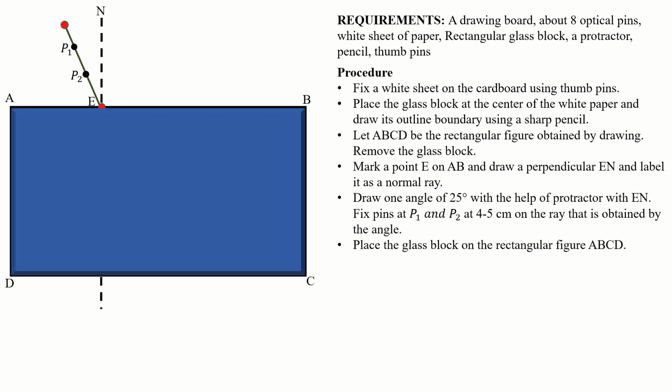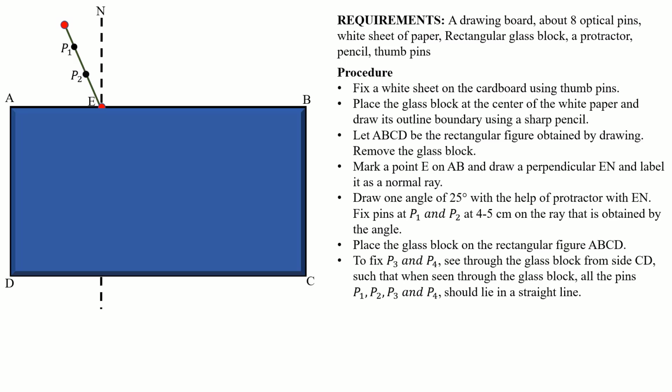Now what do we do? We are going to stand on the face CD. Now we want to fix our other pins, that's pin 3 and pin 4. So we have to see through the face CD. While these 2 pins are standing where they are initially, you come on this other side, you start looking at this interface CD. You place your eyes, so your eyes should be somewhere here. So you should be looking at what is happening.